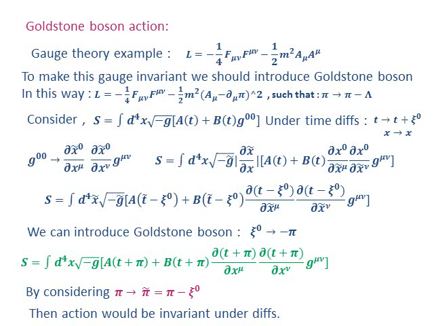And now, as in our example in gauge theory, we can introduce the Goldstone boson by setting kci0 to be minus pi, and so the action, which is the action of our Goldstone boson, becomes like this. Then if we impose that pi goes to pi minus kci0, this action would be invariant under all diffeomorphisms.